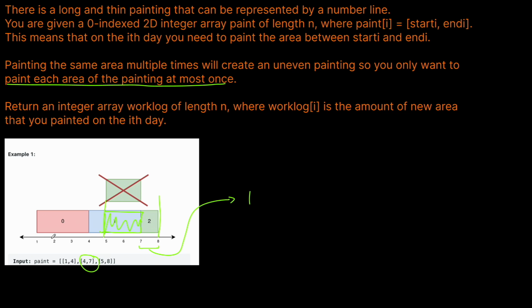So our final solution would be on the first day we painted from 1 to 4, so this is a gap of 1, this is a gap of 1, that's a gap of 1. So on the first day we painted 3. On the second day we painted from 4 to 5, 5 to 6, and then 6 to 7, so that's another 3. And then on the last day, remember that we couldn't paint from 5 to 8 because we've already done it. So we just paint from 7 to 8 because that's the area that's unique. So our final solution would be 3, 3, 1.